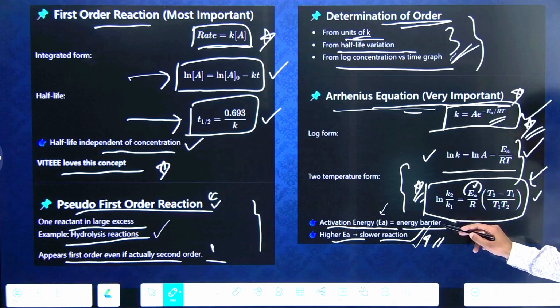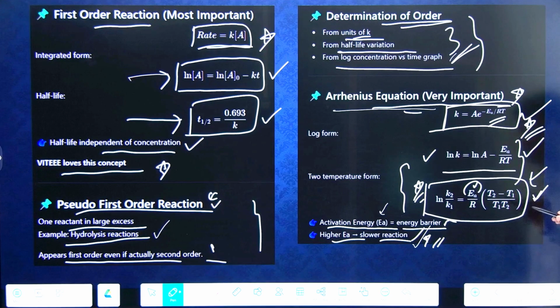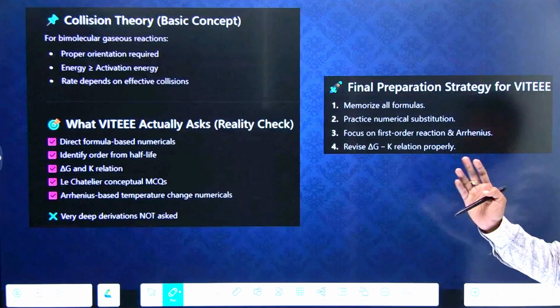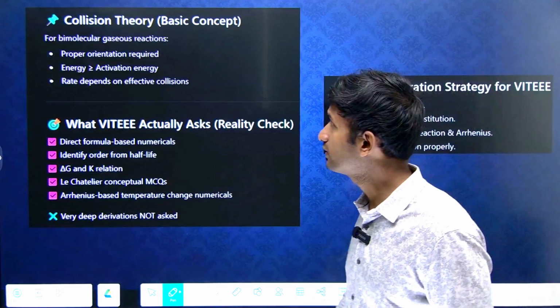So it actually acts as your energy barrier. This is the equation, two temperature form. This is your log form and this is your main equation. So hopefully you have understood this also in the chemical kinetics.